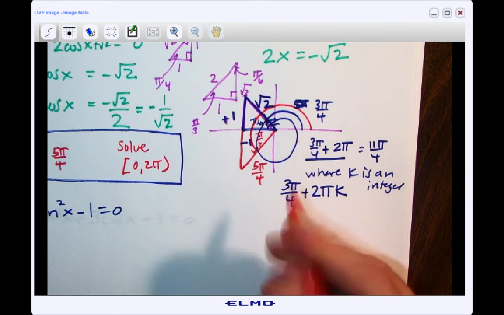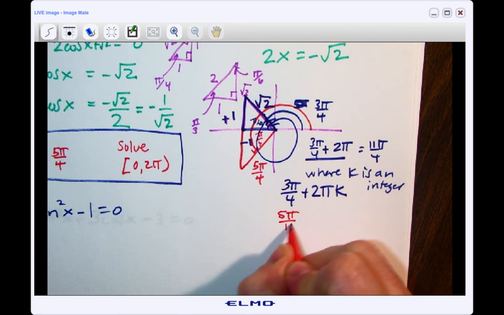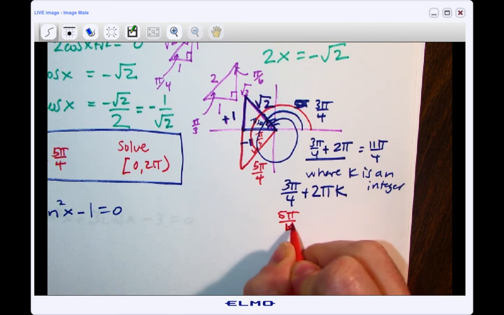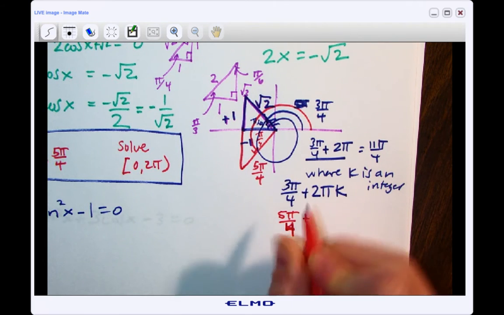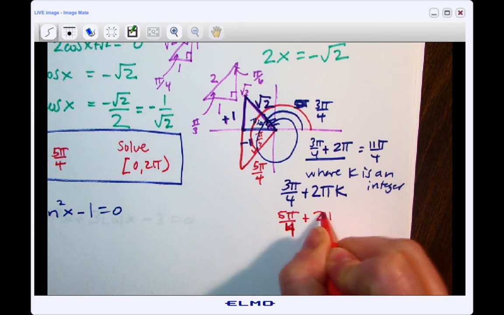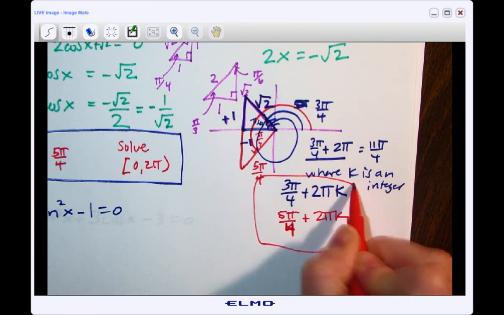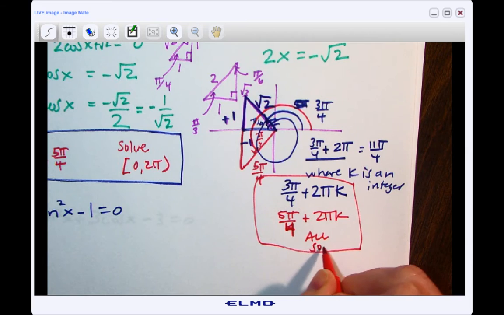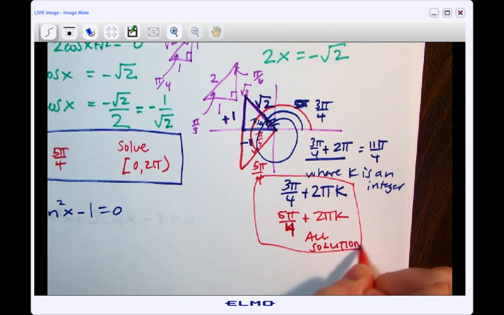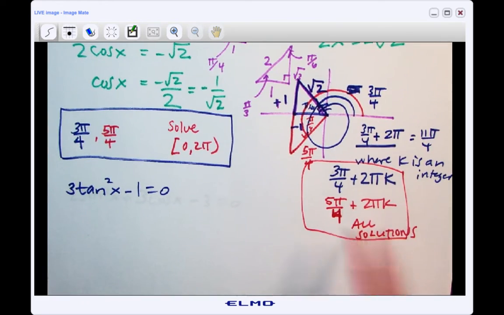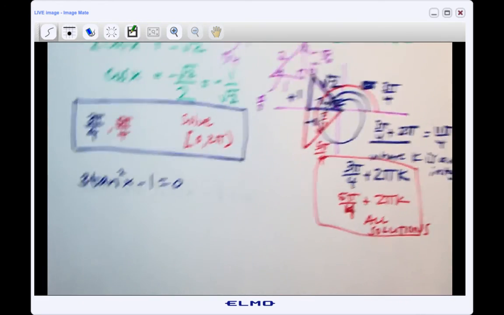But we also have to talk about these ones because it doesn't describe these ones. So we also have to say 5 pi over 4 plus 2 pi k. And these would be all the solutions. So when they ask you for all the solutions, or just say solve, like if that was just the directions, then this is what we're going to do. So what we're going to do is we're going to do it both ways.